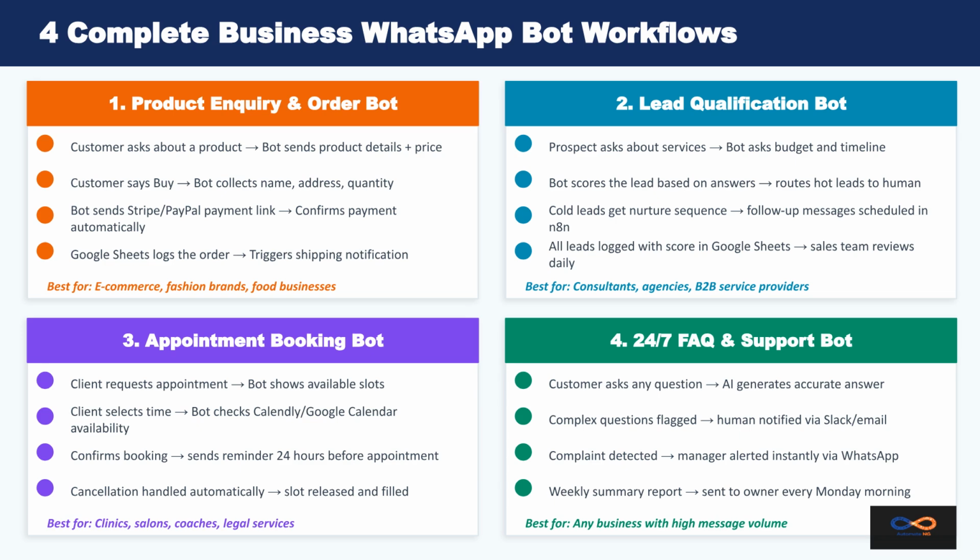The order bot handles your entire e-commerce sales process automatically. The lead qualification bot scores and routes prospects, so your sales team only speaks to hot leads. The appointment booking bot fills your calendar without any back and forth. And the FAQ bot handles your most common questions around the clock while alerting humans to anything complex.